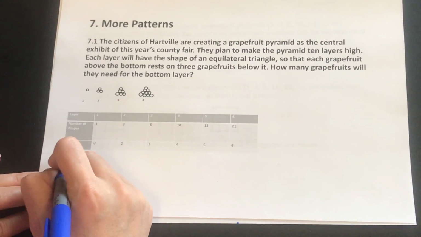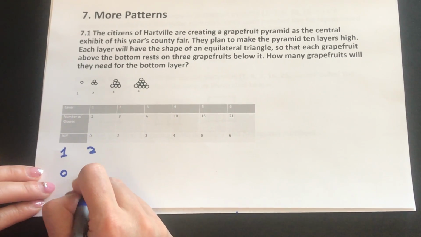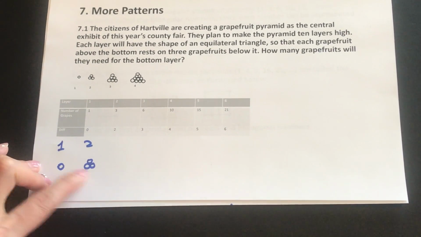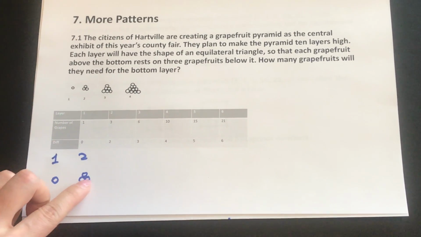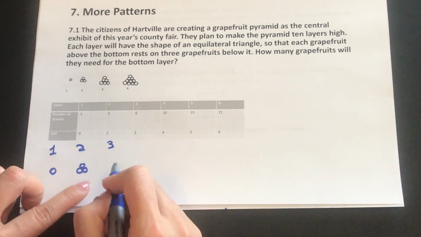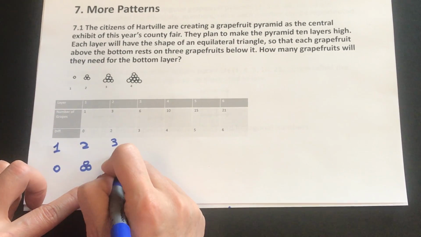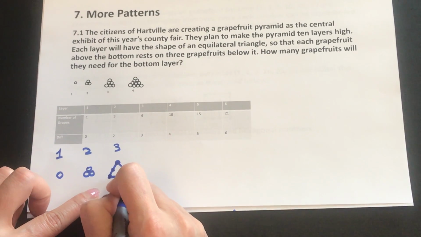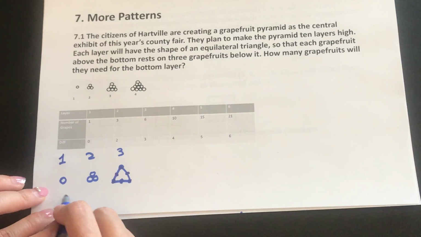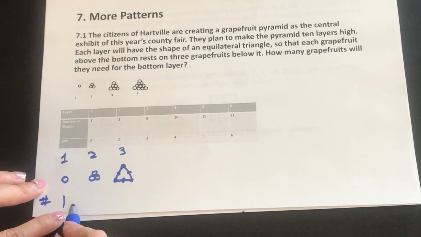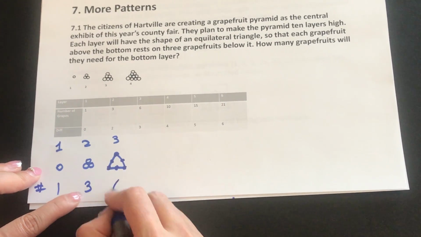Okay, for the first layer, you only have 1. For the second layer, each side has 2 grapefruits. This is 1 grapefruit, which means all sides have 1. This is all sides having 2. Layer 3, each side, we'll do a triangle, each side you will have 3. So you have 3, 3, 3. And the total grapefruit number is, layer 1 you have 1, layer 2 you have 3, layer 3 you would have 1, 2, 3, 4, 5, 6.